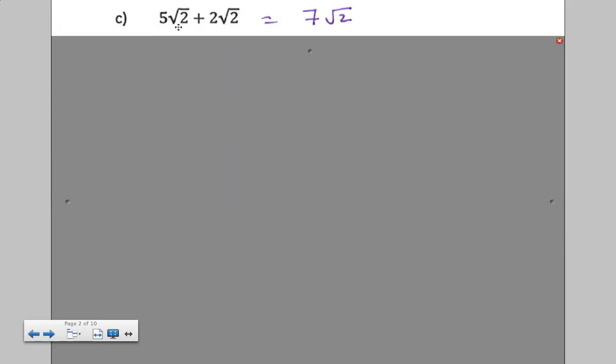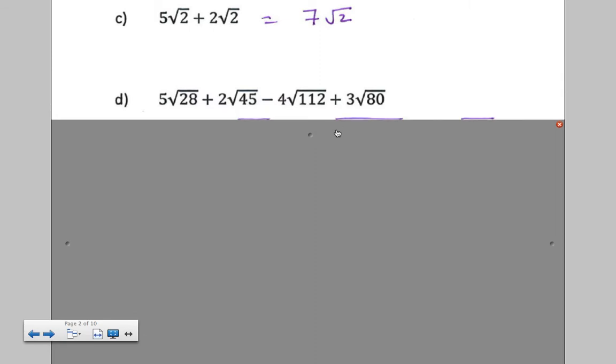Okay. Here we've got 5 root 2 plus 2 root 2. If at times you get a little bit confused with surds, it's a good idea to maybe think of it as a variable, think of it as x. Now if you had 5x plus 2x, you know that would be 7x. Same here, 5 root 2 plus 2 root 2 is 7 lots of root 2.